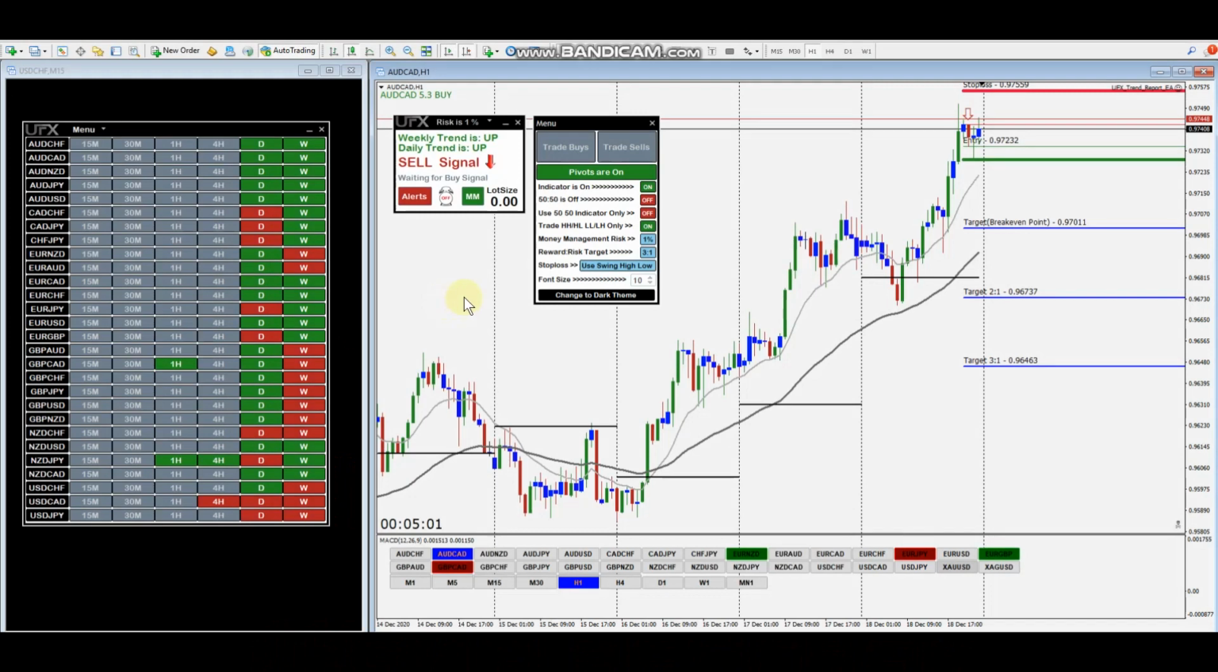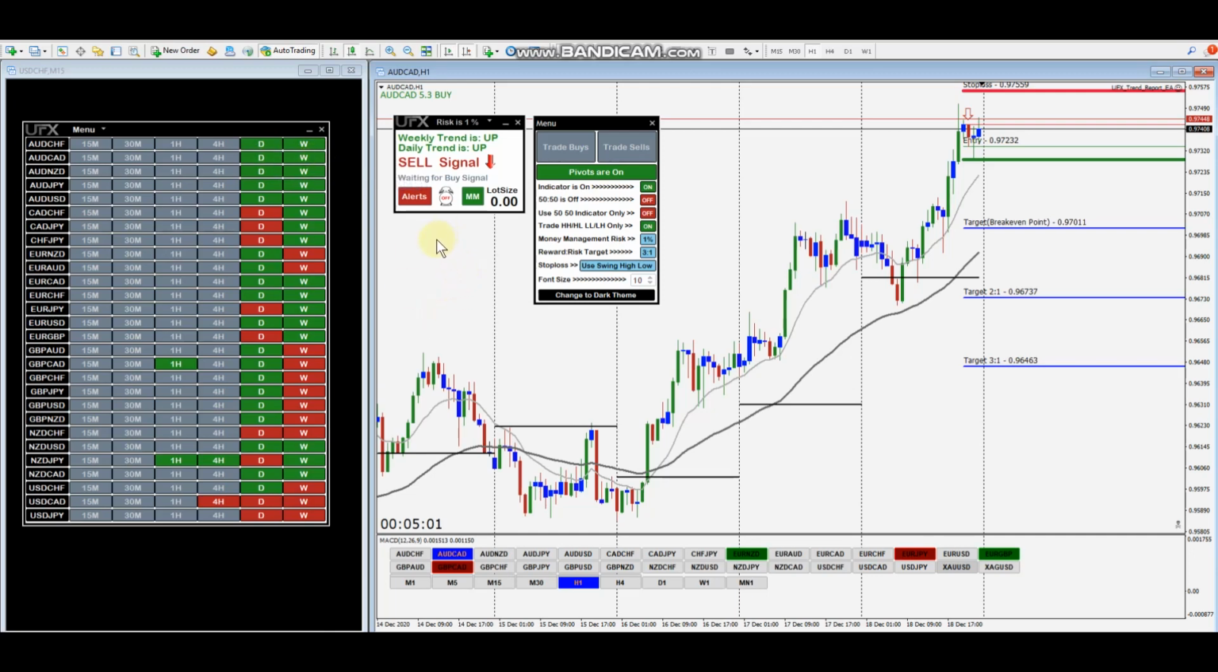Okay, let's jump right into it. We're going to go over how the trend is determined in both the UFX trend report scanner and also the UFX trend report EA. So here you can see on the Aussie CAD, we have the weekly trend is up and also the daily trend is up. And then here over on the scanner, you can see we've got the daily is green and the weekly is green. So both bullish, okay?